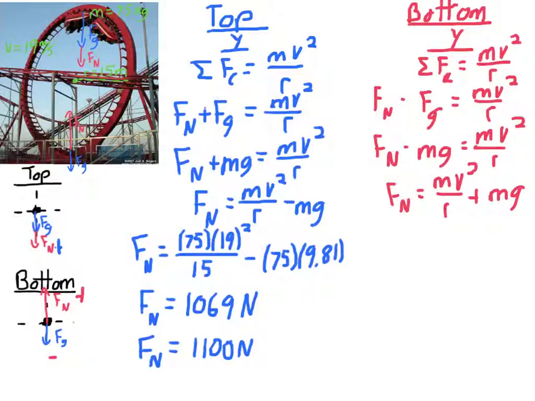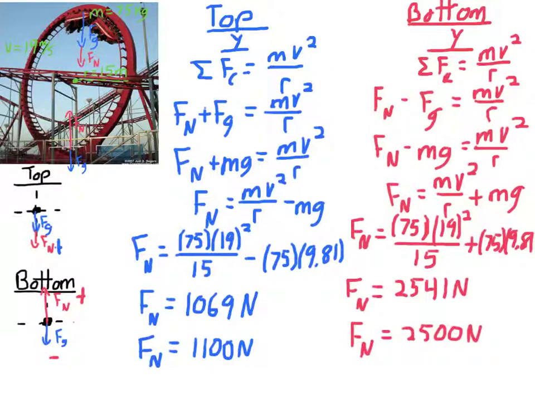And now I can just plug in some numbers. So with sig figs, I end up with my normal force at 2,500 newtons. Once again, 2 sig figs after I plug in my numbers here, get my answer round for sig figs, right? So at the bottom of the loop, my apparent weight is a lot heavier.